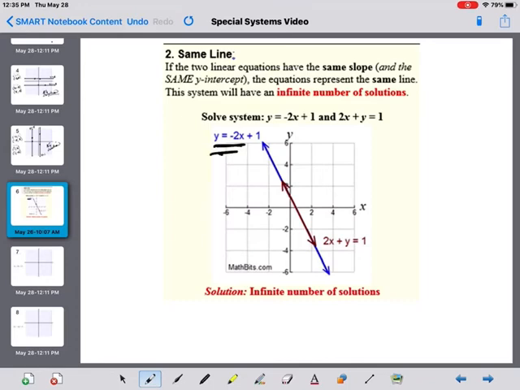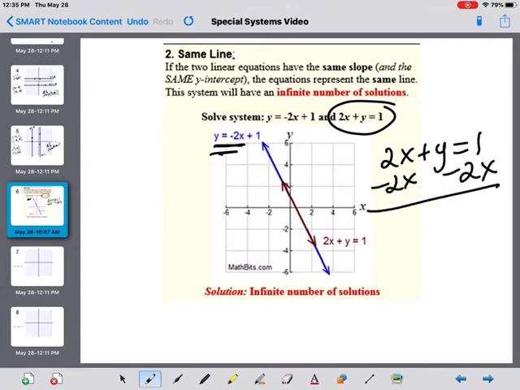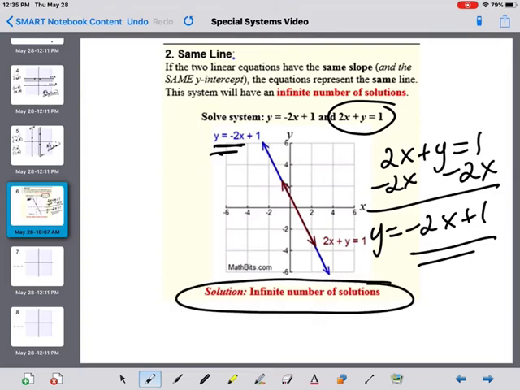Now this equation here, y equals -2x plus 1, we can see we have a slope of -2 and a y-intercept of 1. Although this equation may not look the same, when I actually subtract 2x on both sides to get the y by itself, I do wind up getting the same exact equation. Sometimes it doesn't look like they're going to be the same exact line, but once you get the y by itself, you're going to notice they are. So because they share an infinite number of points, we have an infinite number of solutions.